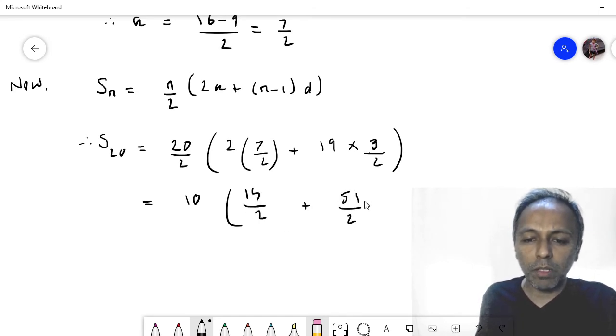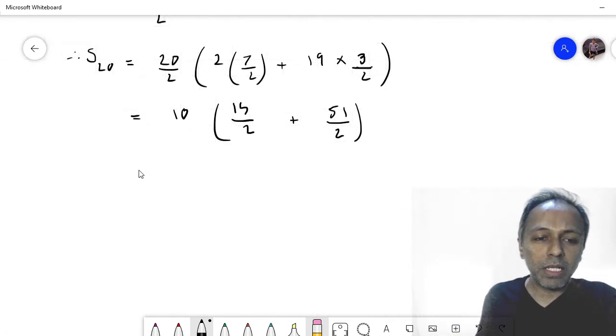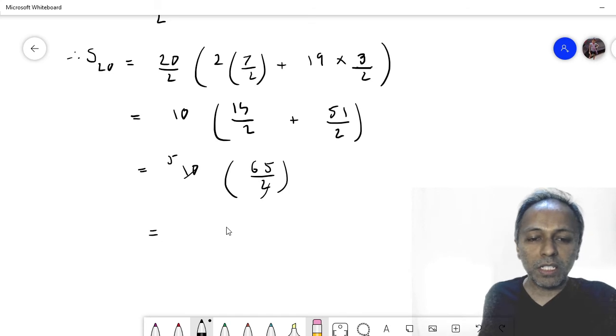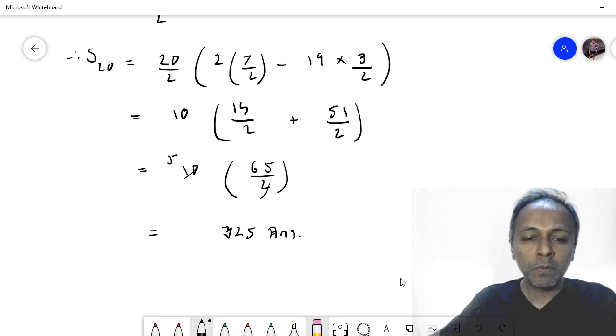19 3s are 57 upon 2. 2 being same, that will help you in addition of numerator terms. So this becomes 65 upon 2. 13 5s are 65, into 5 will be 325. So this way, the sum of first 20 terms will become equal to 325.